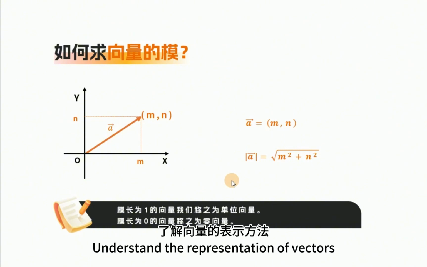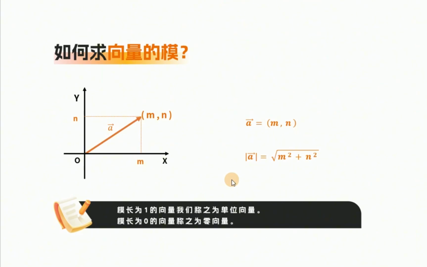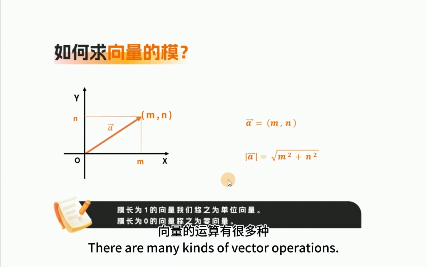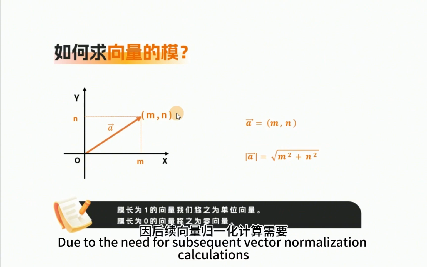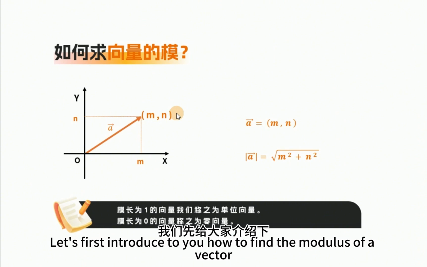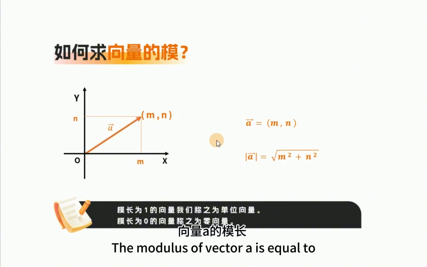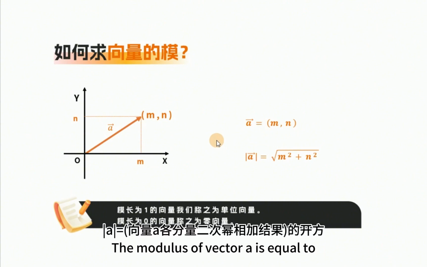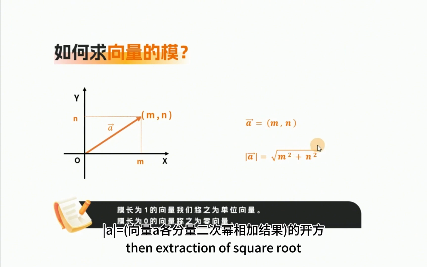Understand the representation of vectors. The purpose is to perform operations on vectors. There are many kinds of vector operations. Due to the need for subsequent vector normalization calculations, let's first introduce how to find the modulus of a vector. The modulus of vector A is equal to the square root of the sum of squares of the components of vector A.